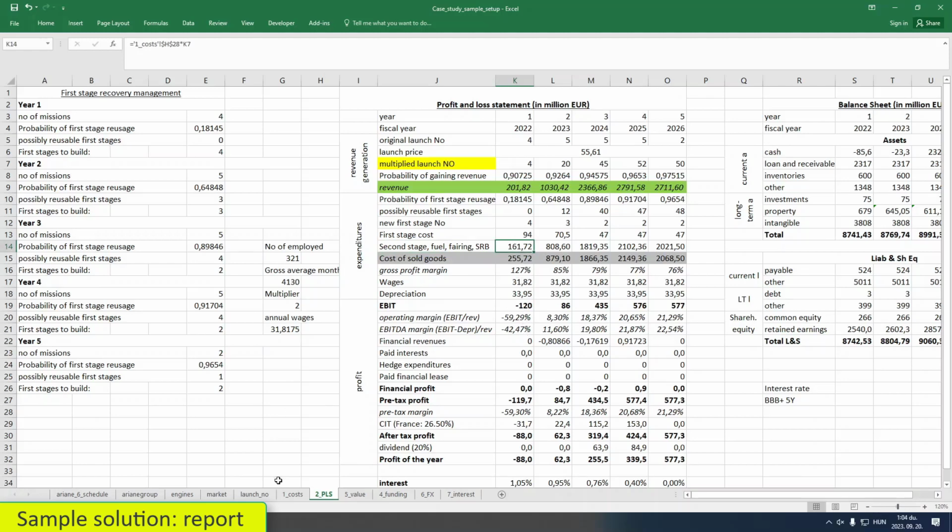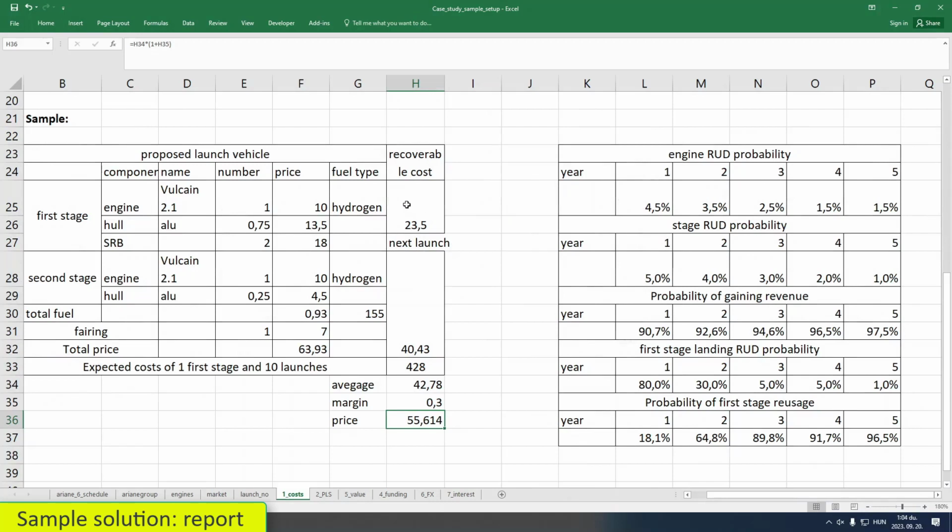Yeah. Also, if you are checking the sheet here, we can see that is recoverable costs. So this is just coming from the first stage hull and from the engine. So the rest is coming from the final price tag, and which is not recoverable. So for each launch we have such expenditures, and this is what we can save at the end of the day. If we don't have the solid rocket booster, then obviously this can go down.